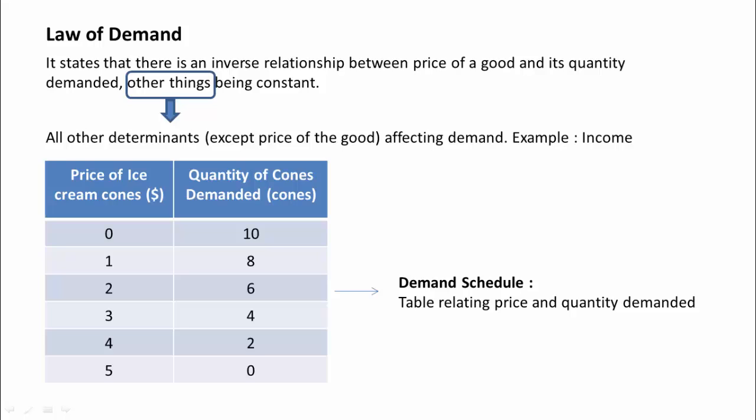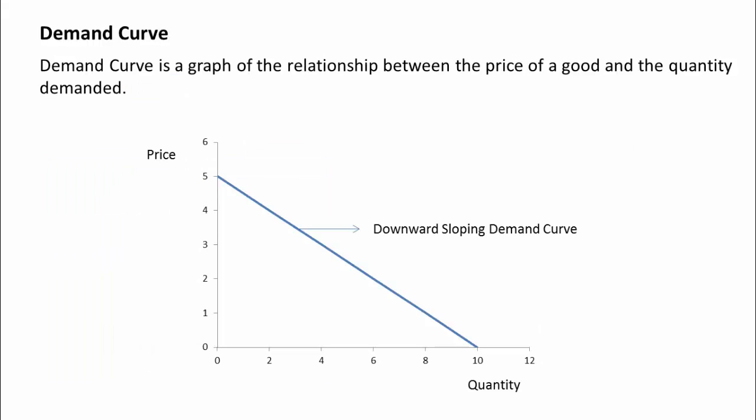After discussing the law of demand and demand schedule, let us now discuss how we may draw a demand curve. Demand curve is simply a graphic representation of demand schedule. It is a graph of the relationship between the price of a good and the quantity demanded. The following graph uses the numbers from the table to illustrate the law of demand. Because a lower price increases the quantity demanded, the demand curve here slopes downward.